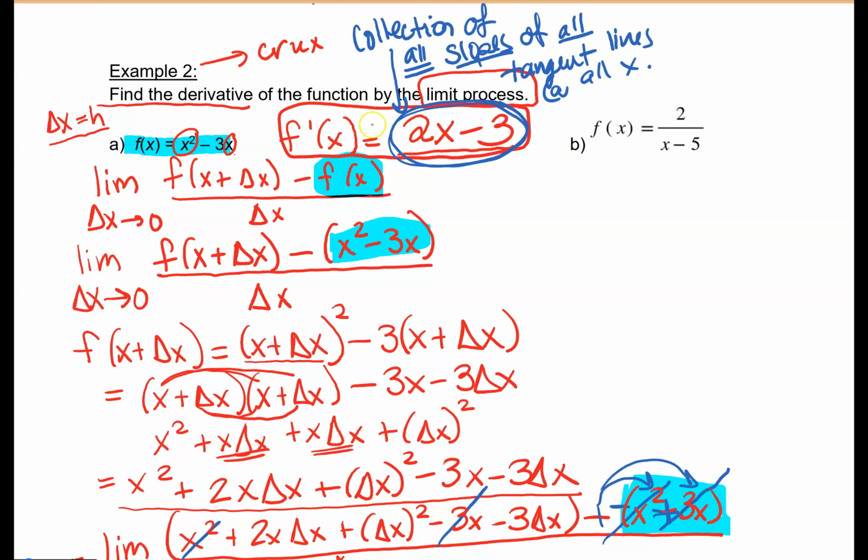To find the slope of any particular tangent line at x, I just plug x into this derivative, and that'll tell me the slope of that particular tangent line. Because what is this? This is the collection of all the slopes. That's what this is, as its own function. That's what the derivative as a function is.